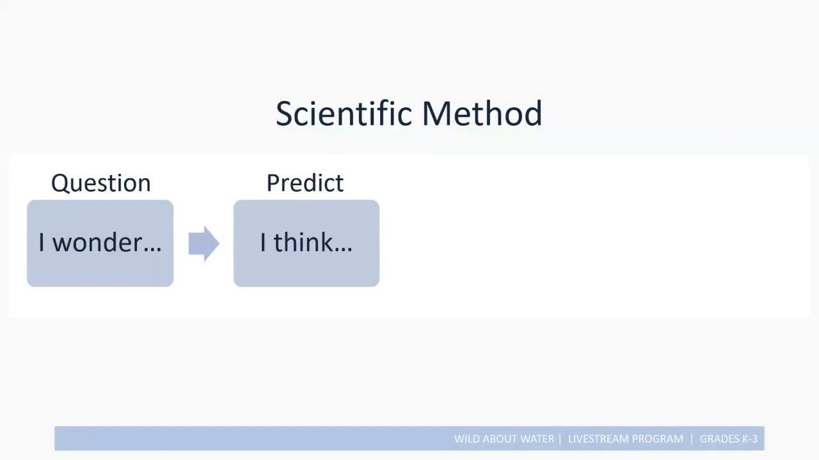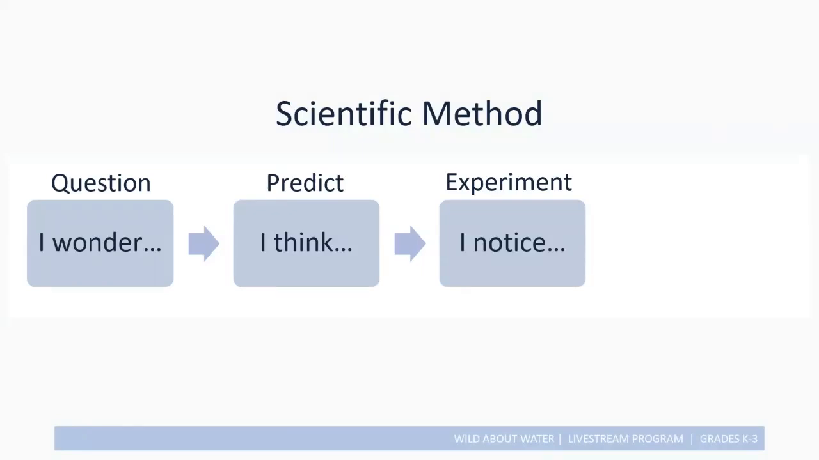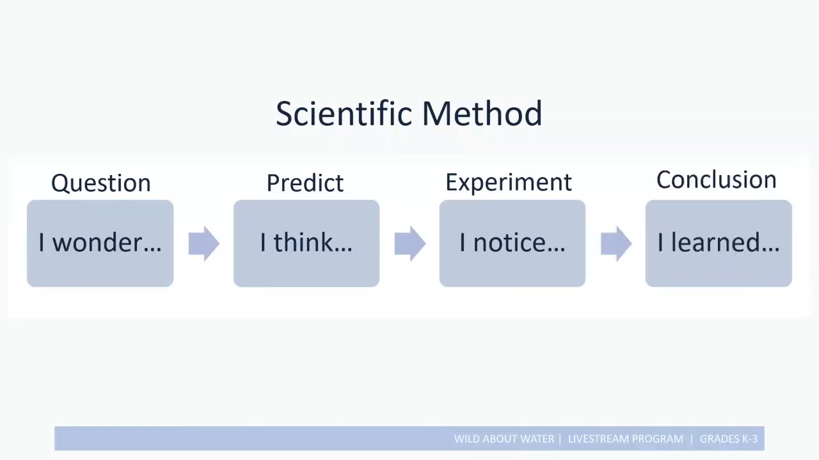Then you predict and you say, I think this will happen. You make a smart guess. And so with this, we'll make a prediction today before our experiment. Then we set up that experiment and you say, I notice. You take observations or you pay attention and notice what's happening during the experiment. And then at the end, you have a conclusion, and that's when you get a result. And the result is the knowledge or something that we learned from the experiment. It may not always give us the answer, but we will always learn something.